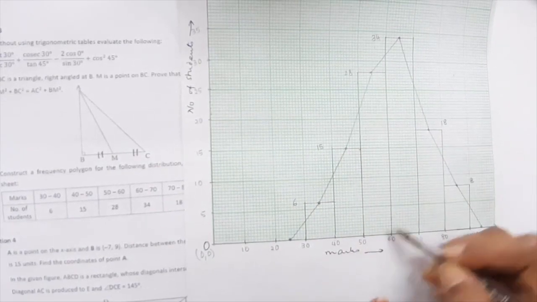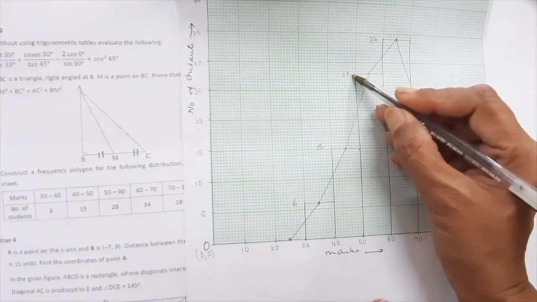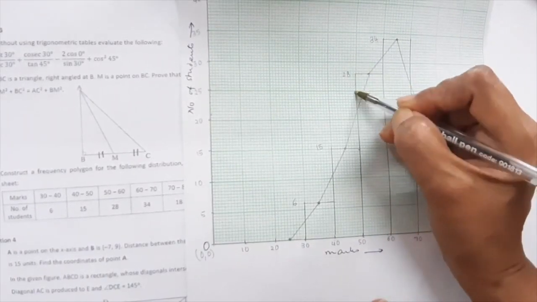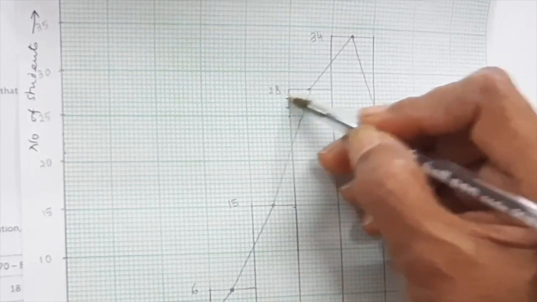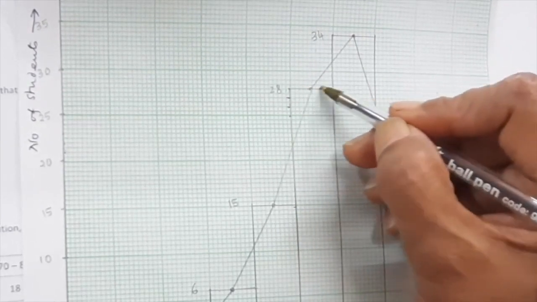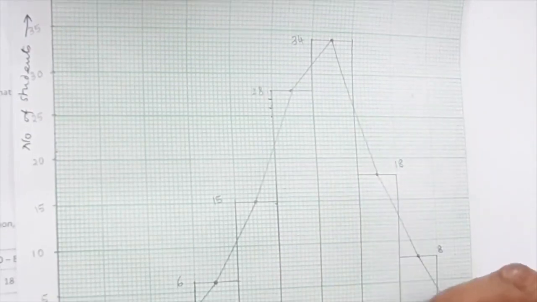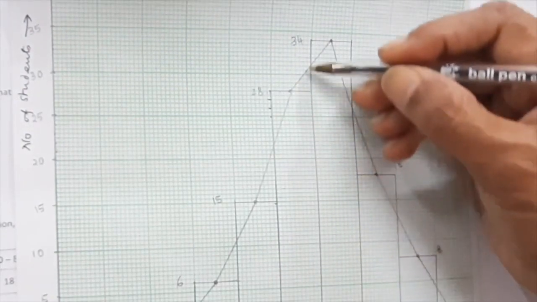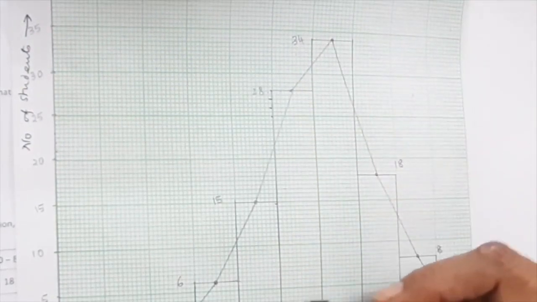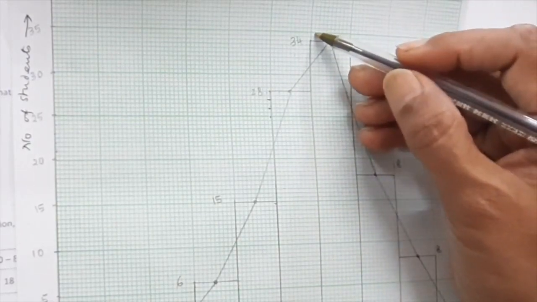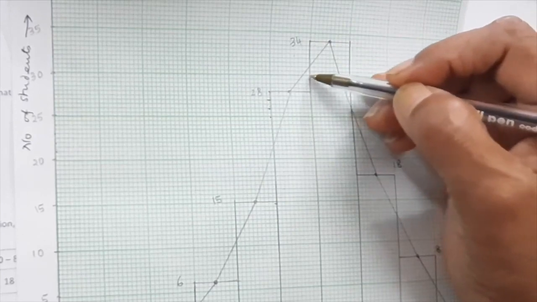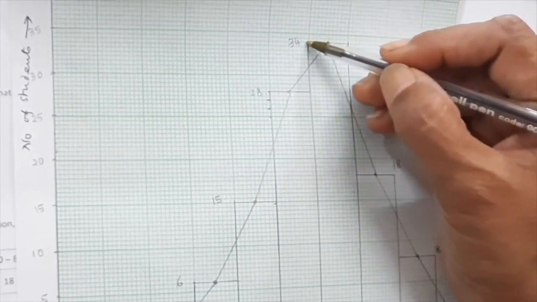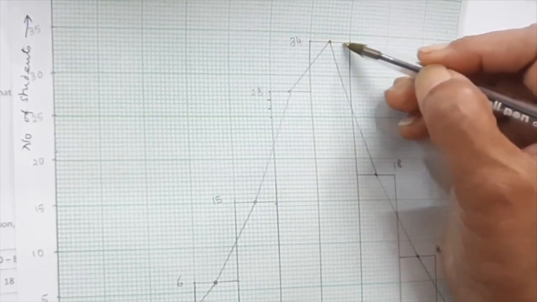Then 50 to 60, it is 28. So after 25, this will be 26, this will be 27, and this will be 28. So we draw the horizontal line, and then we will take this vertical line to make this rectangle. And then out here, this is 34. So you will see that this is 30, this is 35. So I come down 2 divisions. So that is my 34.